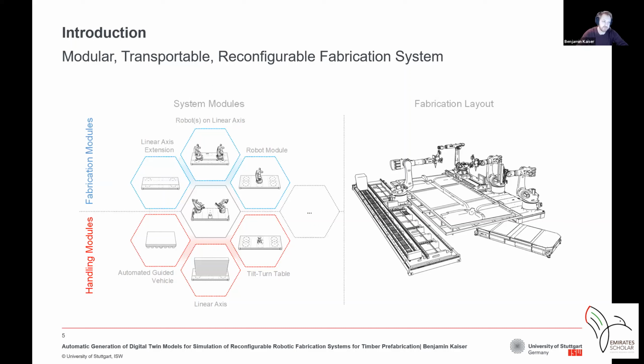So on the left-hand side, we see that we have these different modules, which can be modules with robots or modules for handling, maybe an automated guided vehicle to do some logistics for the building parts. And on the right-hand side, there's one example of a fabrication system layout that could be realized with these modules.